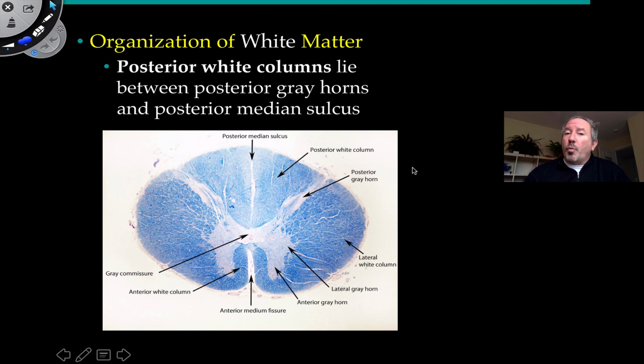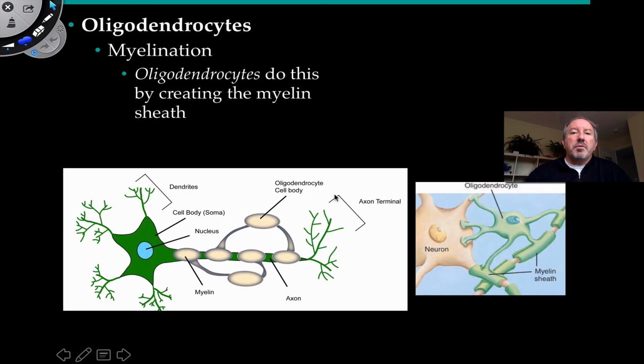So looking at the white matter, and again, kind of funny that the white matter in the light microscope is blue in this picture, but you have what are referred to as posterior white columns up here, and those are in between the posterior gray horns, and also on both sides of the posterior sulcus, right there. Now, the white matter, just to mention this again, is white because of the fact that it's the axons mostly that are comprising the white matter.